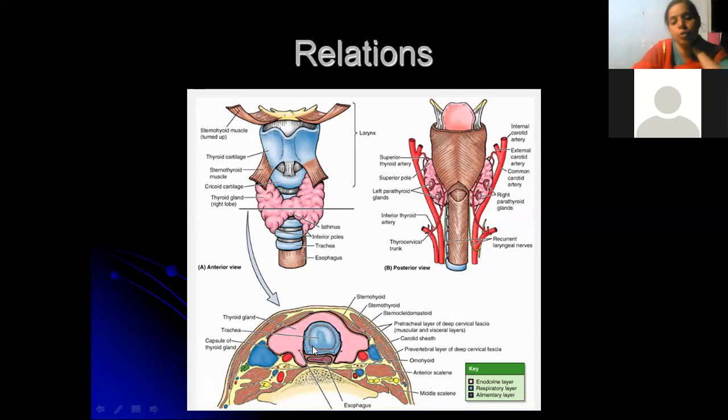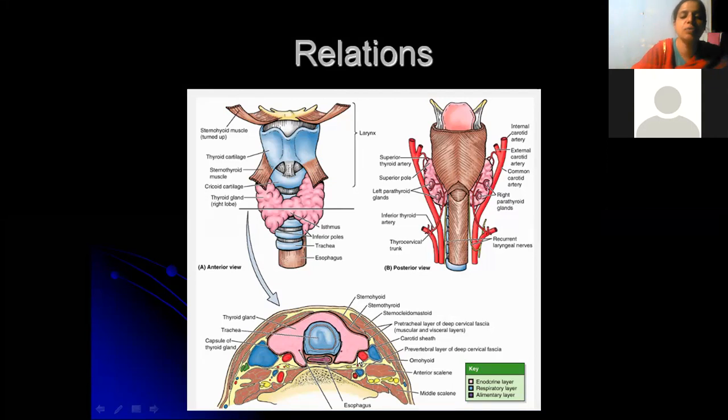So you are finding two tubes here. The anterior tube you are finding is the trachea, windpipe. Behind you are finding the food pipe, that is the esophagus. We have the trachea, we have the esophagus. Surrounding the trachea and esophagus, we have the thyroid gland. Now you are finding certain muscles over here. These are all anterior relations. All these muscles, they are named now.